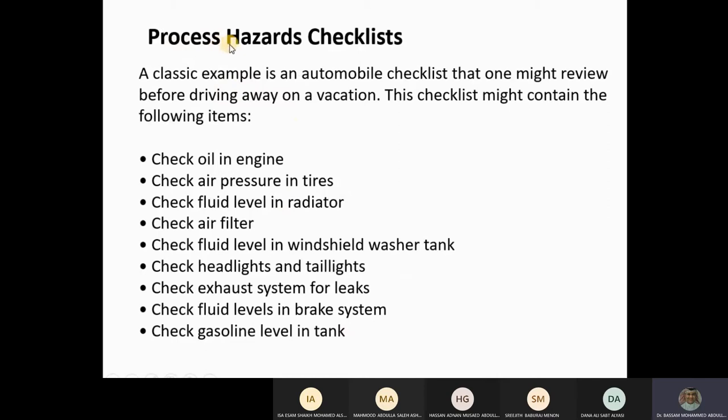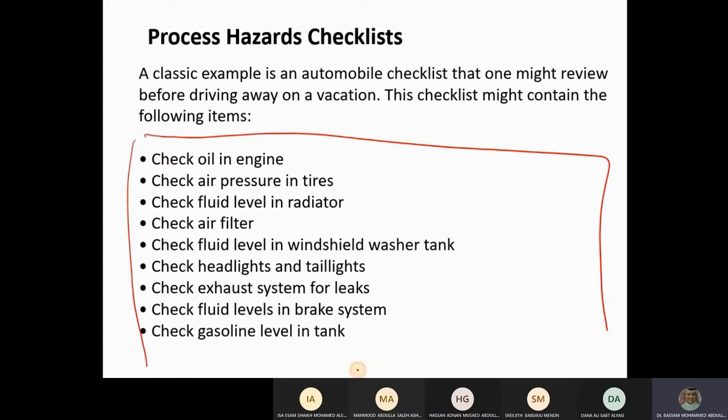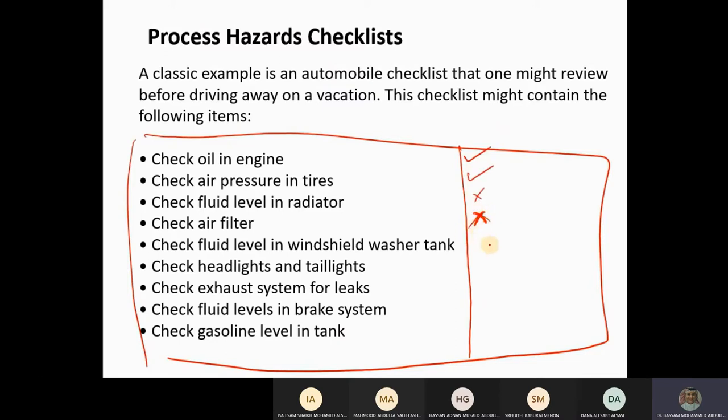So we'll start with number one, proposed hazard checklists. A checklist is something like, for example, when you take your car, your automobile, for some kind of service, and the mechanic checks against his list. He has a list, and in this list, what does he do? He says, yes, check engine oil, yes, it is checked; air pressure is good; fluid in the radiator, oh my God, this is low; air filter is bad, and they always put an X here, even if you have a good air filter, they change it.